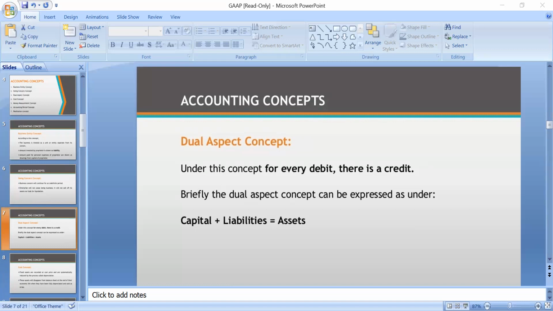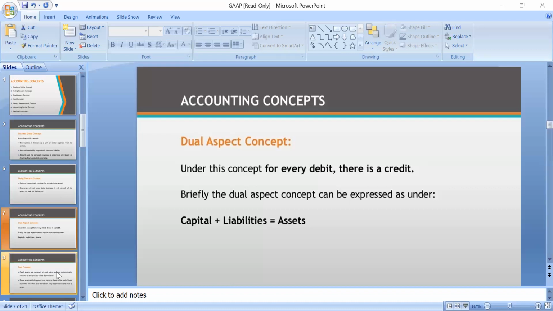Because of this concept, the accounting equation originated: assets equal liabilities plus capital. We know that every asset has a debit balance, and capital and liabilities have credit balances. So when we add up liabilities plus capital, they both have credit balances, and when both are added, we get a certain credit amount, while assets have debit balances. So the debit and credit of the organization will be matched, and the balance sheet will be tallied. Hope we understand this concept.